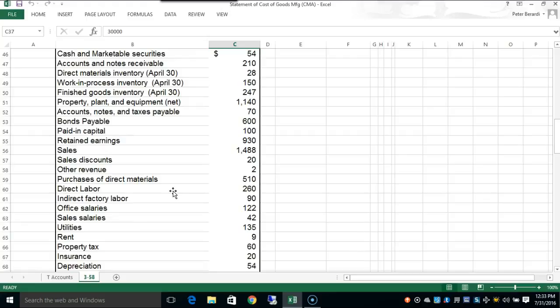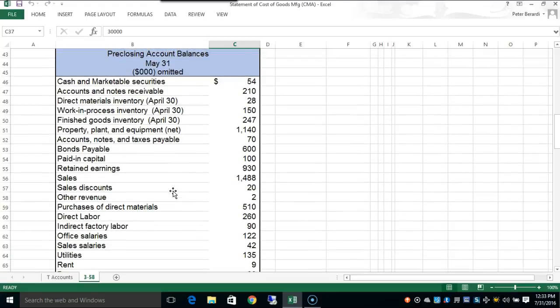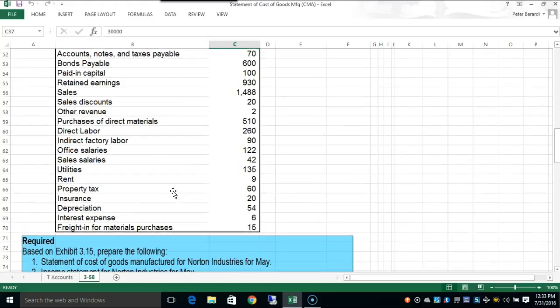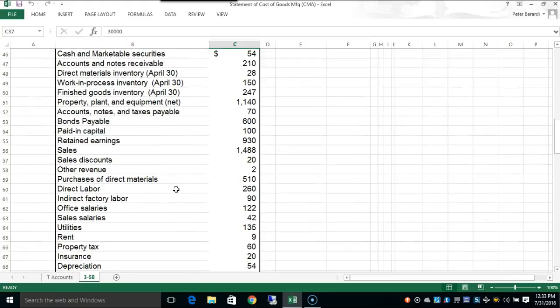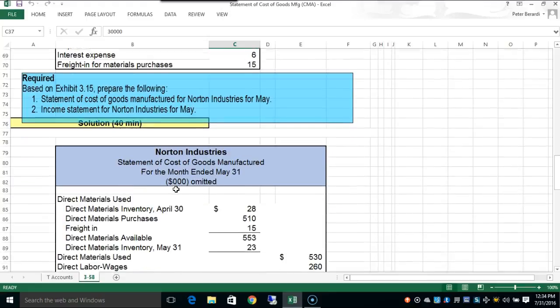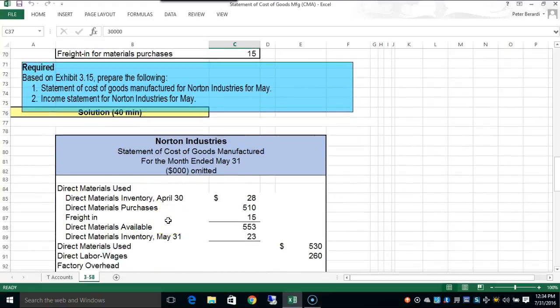So before I just give you the presentation and where all the numbers go, let me just explain what the statement of cost of goods manufactured really is. All it is, is a statement that takes the debits and credits, or the cost flow of debits and credits, that go through our manufacturing inventory T accounts.